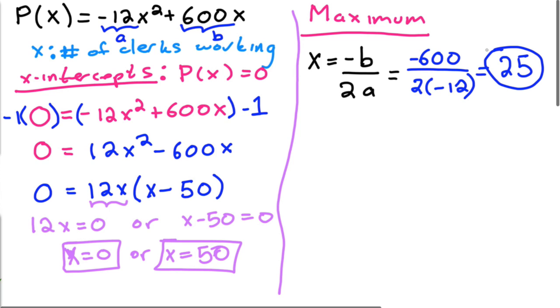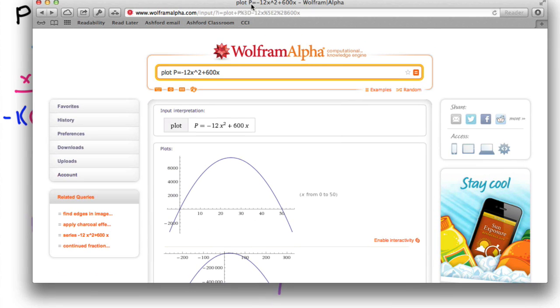Now notice that's an x value. So what does x represent? x is the number of clerks working. So 25 is the number of clerks that will maximize the profit. If I go back to my picture again, right here, this is 25 clerks. That's when the profit will be the highest.